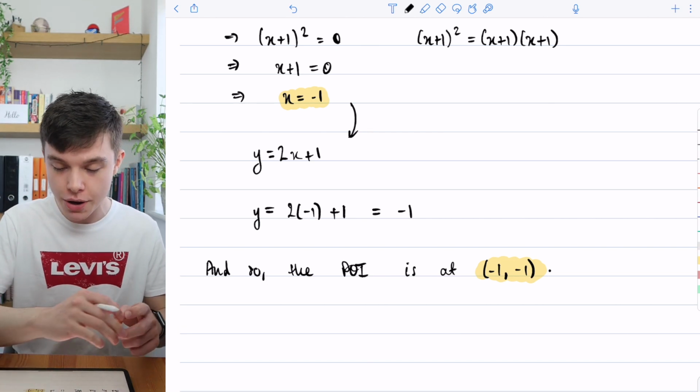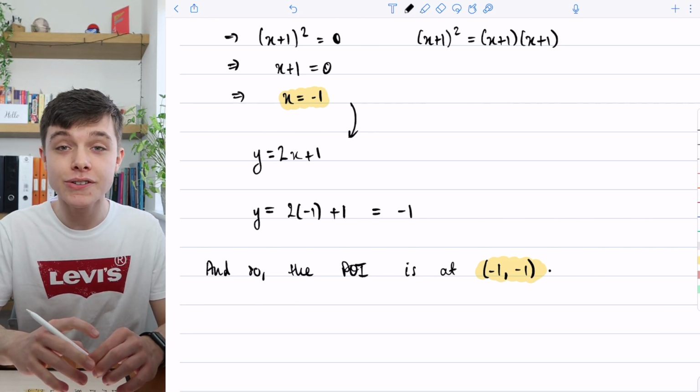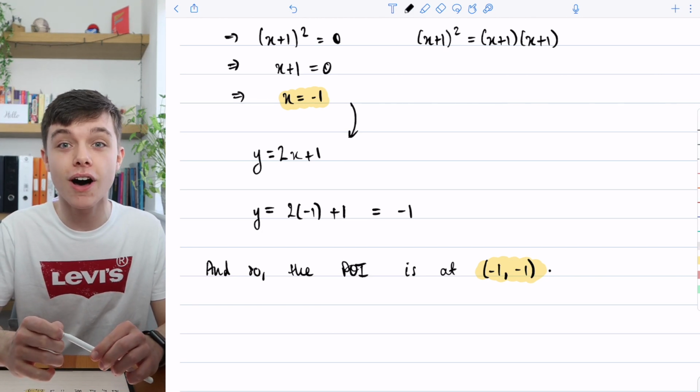So hopefully now you know what it's like to deal with simultaneous equations on graphs.